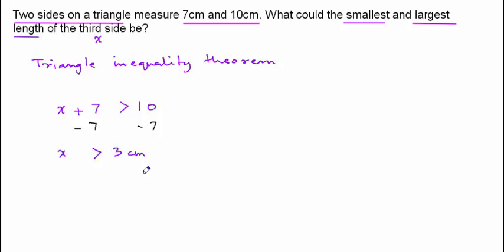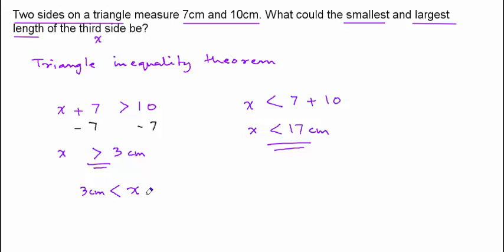Similarly, now if you assume that this x is the largest side, which means 7 and 10 now become the two smaller sides. So we have x, the largest side, is less than the sum of the two smaller sides, which is 7 plus 10, or x is less than 17 centimeters. So if you combine this with this, we have x is greater than 3 centimeters but is less than 17 centimeters.